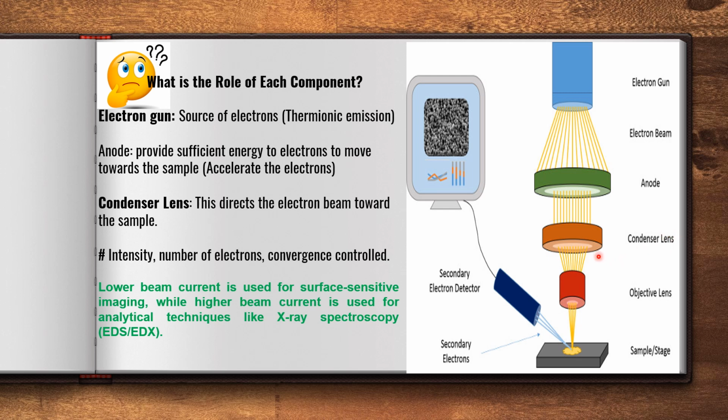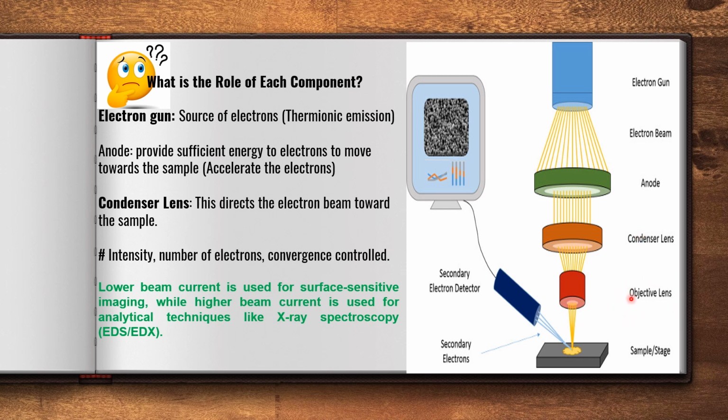So a low energy beam, for example a low current beam with fewer electrons, is used for surface sensitive imaging. A higher beam, with a high number of electrons pumping, is used to characterize the elemental composition. For surface only, a lower beam will be useful, and a high intensity beam is useful to analyze the elemental composition. Here the electron gun is the source, the anode gives the accelerating voltage so the electrons have enough kinetic energy, and the condenser lens directs the electron beam towards the sample.